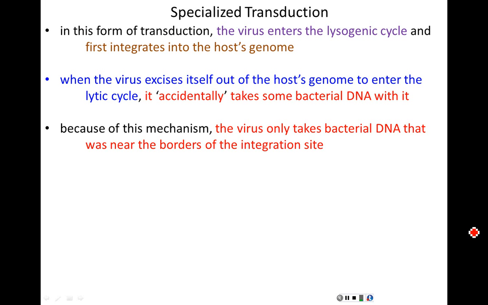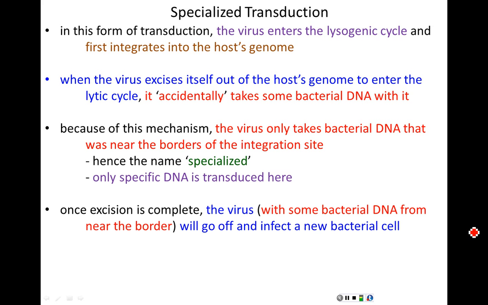Because of how this mechanism works, the virus only takes bacterial DNA that was closest to its borders at the integration site. That's why it's called specialized, because not any bacterial DNA can be transferred in this way. Only bacterial DNA next to and adjacent to the integration point of the virus can be taken. Only specific DNA is transduced here.